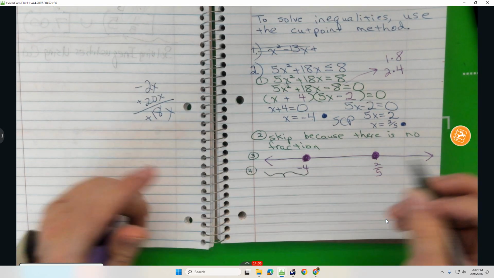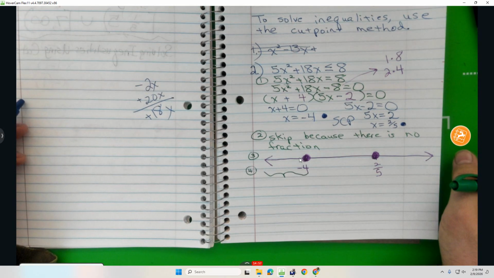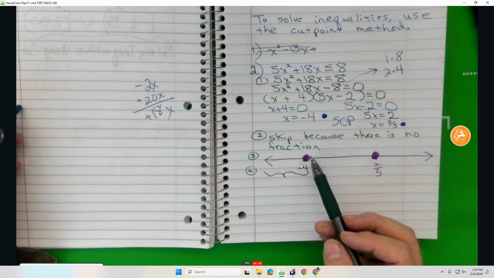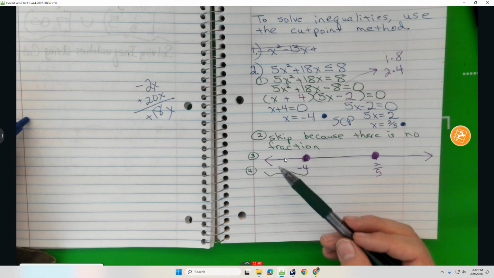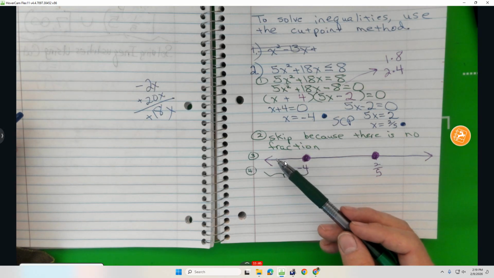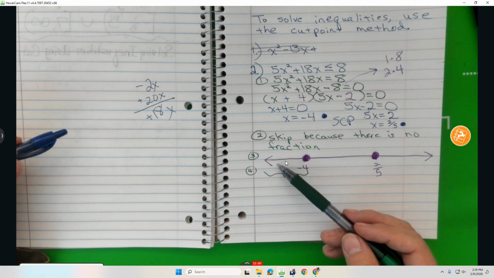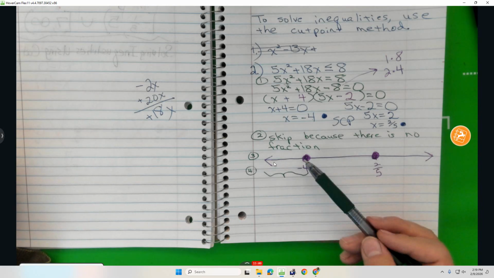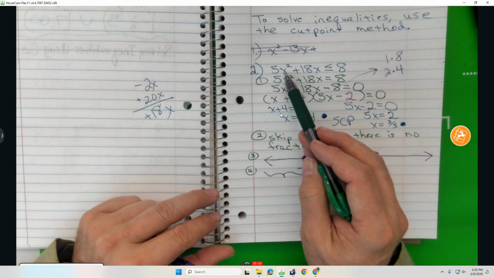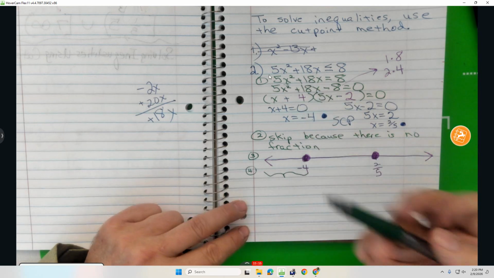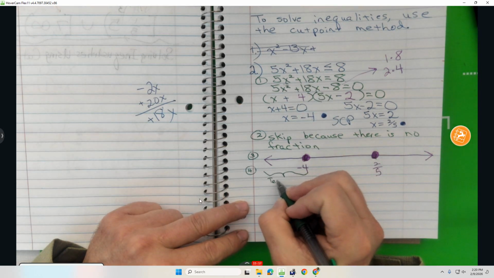Now when you're testing, you can't test the cut points. So you need a number to the left of -4. I could use -5. I could use -7.4398. I could use -10. I think 10 is an easy number to plug in, isn't it? Maybe we'll test -10.